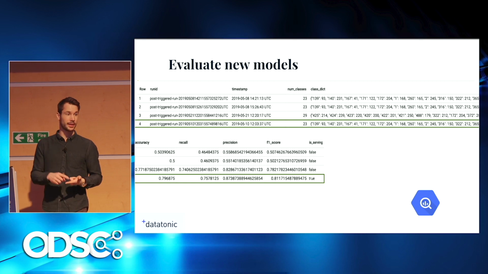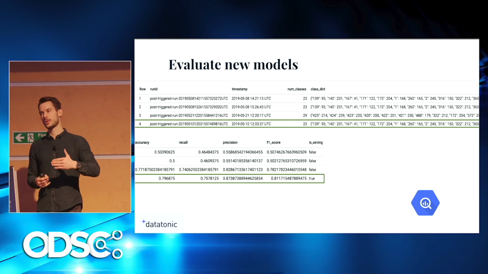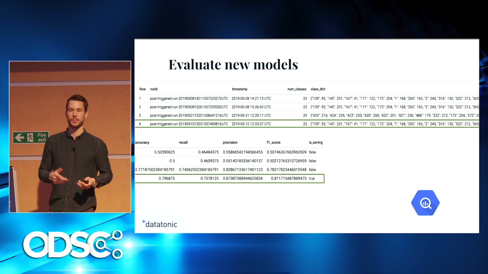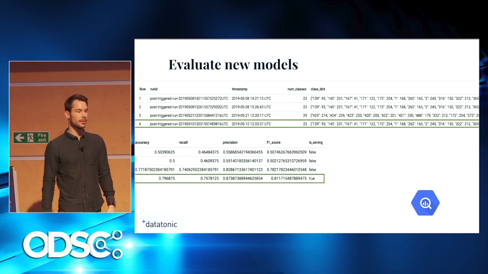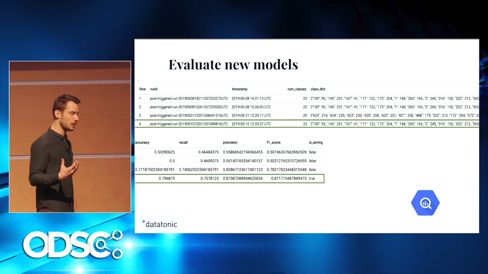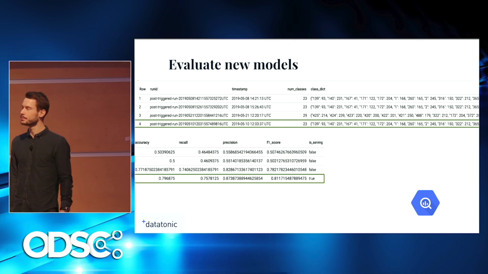And then we log things like the accuracy, the recall, precision, F1, and we might make a judgment call. And we say, okay, if the F1 score is above a certain threshold, or if the F1 score didn't decrease compared to the previous run, we're going to add a flag is serving. And that's going to be true for the best model. So it's just a simple way to custom build a decision engine in your ML workflow that kind of safeguards against deploying bad models.